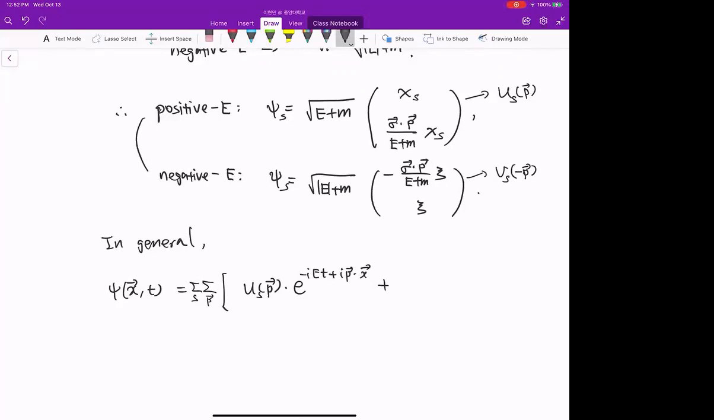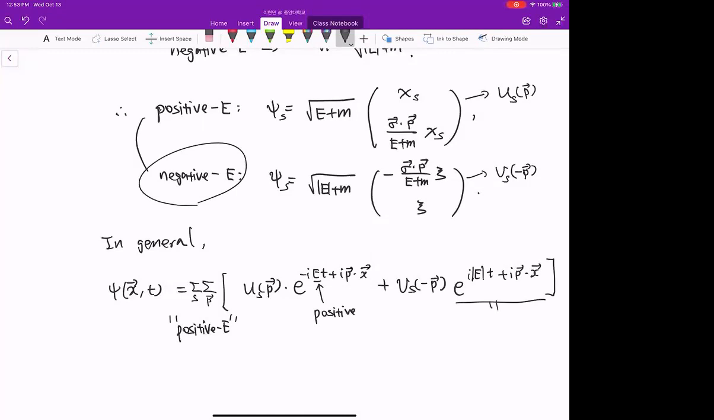So U, V, S, P. So this is the productive, right? So it's a negative, so I, E. So negative solution. So this is written down this way. But here, we take all the positive energy. So although this negative energy solution, you can interpret them as the positive energy solution, but it's moving back in time.